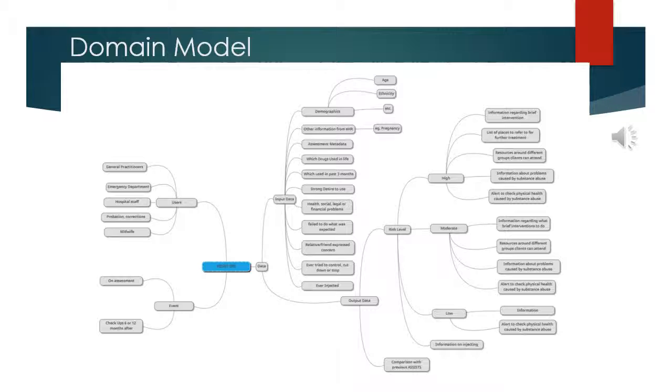During the past 3 months, how often has your use of the substances led to health, social, legal, or financial problems? During the past 3 months, how often have you failed to do what is normally expected of you because of your use of substances? Has a friend or relative or anyone else ever expressed concerns about your use of the substances? Have you ever tried and failed to control, cut down, or stop using the substances? Have you ever used a drug by injection?